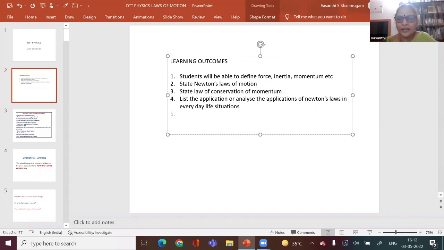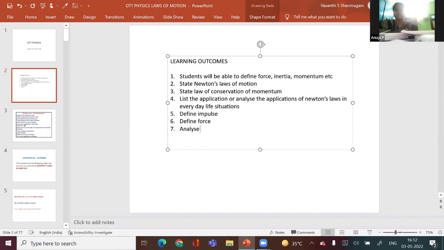Then they will apply Newton's law, the law of inertia. Inertia has three types. So all the applications of Newton's laws in everyday life situations, they'll be able to explain. Then one more important physical quantity: forces. Impulse. They will define impulse. Thrust. Define force. Analyze the cause of friction. Types of friction. Very good.